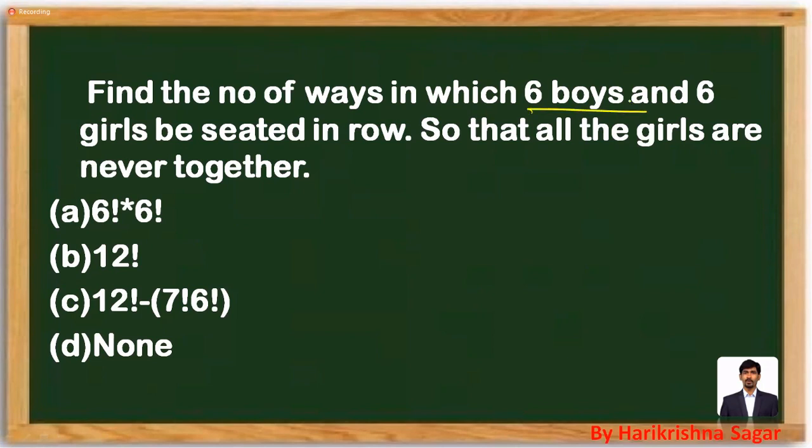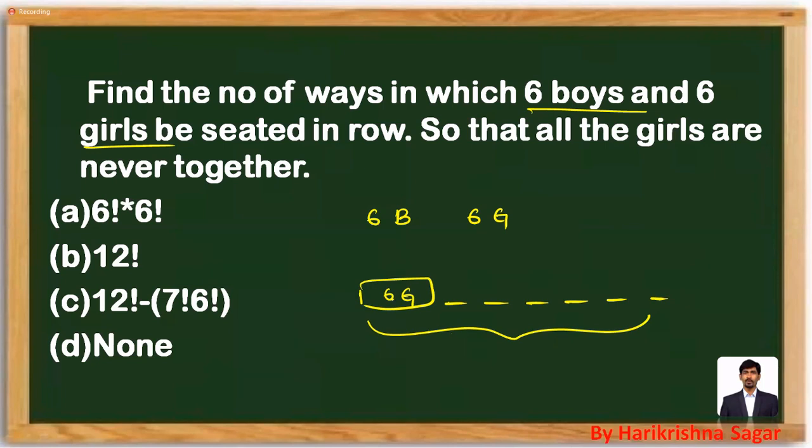Find the number of ways in which 6 boys and 6 girls can be seated in a row, such that all the girls are never together. That means 6 boys and 6 girls need to be seated in a row. So first arrange them. Let's assume girls are together. If all the 6 girls are together, there are 6 boys left over. In how many ways can we arrange them? Treat the 6 girls as one unit, another 6, total 7 factorial, and the 6 girls can be arranged in 6 factorial. This is when girls are together.